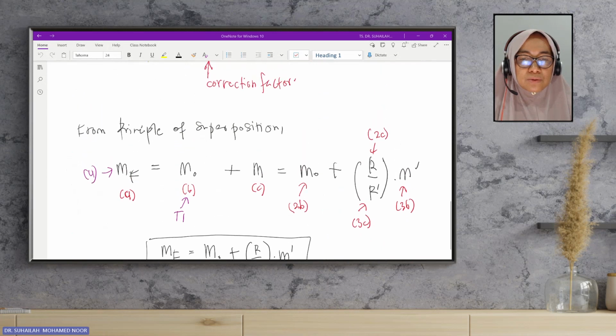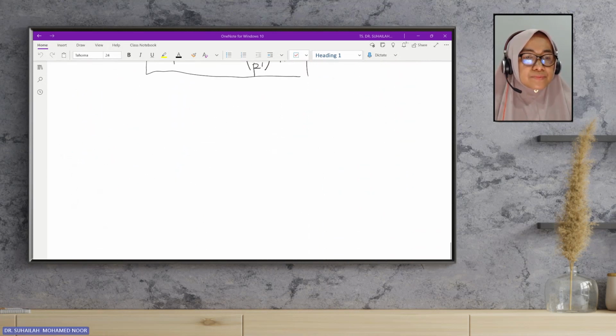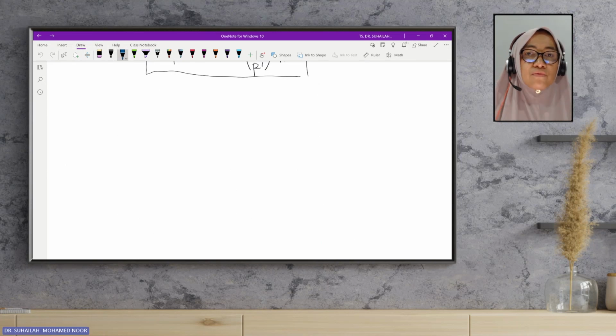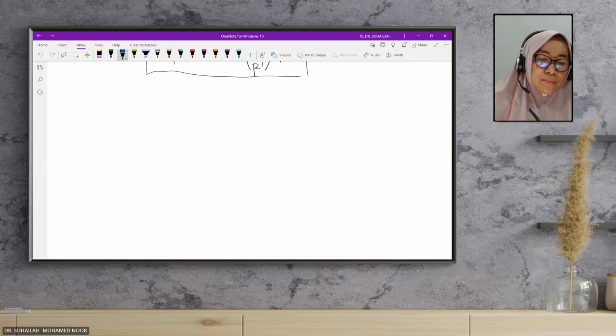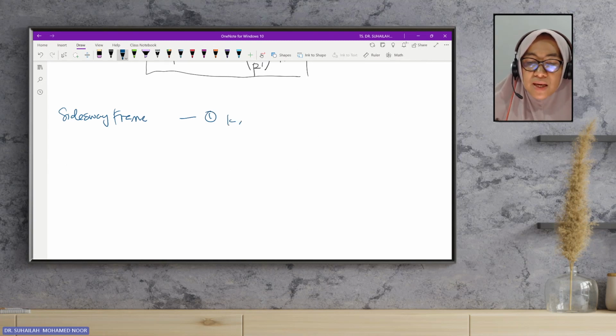Okay, so we have four main steps for the sidesway frame. Step number 1, we have to calculate K and distribution factor.